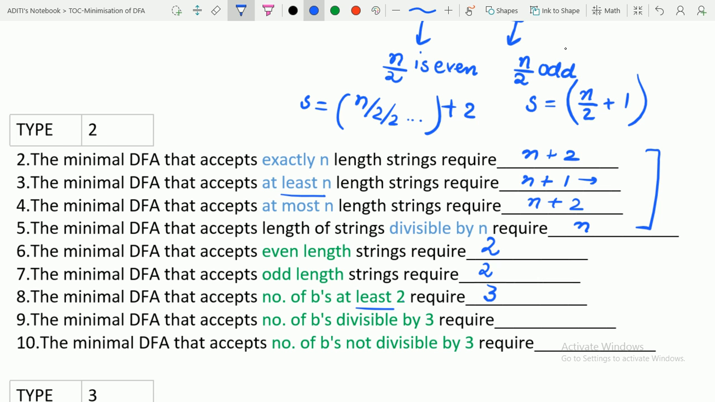And number of B's divisible by 3 is exactly as in the fifth statement: length of string divisible by n will require n states, so divisible by 3 will require 3 states. Number of B's not divisible by 3 you can obtain by complementing it, and the number of states will be the same as divisible by 3, so we are getting 3 only. Okay friends, so we have obtained the type 2 generalized results.